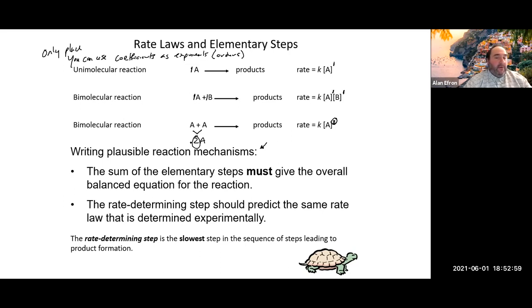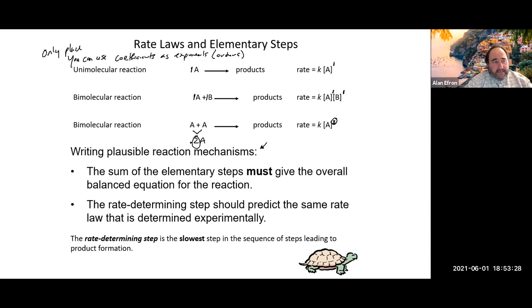When you take all of the steps that there are in a mechanism, maybe 2 steps, maybe 3 steps, 4 steps, however many steps, and you add them all together and you cancel out whatever's on opposite sides of the arrows, if you are left with the overall reaction you're looking for, then it's a good mechanism. Now, if you add up all those steps and they do not equal the overall reaction you're looking for, then it's a bad mechanism. So that's one thing that has to happen.